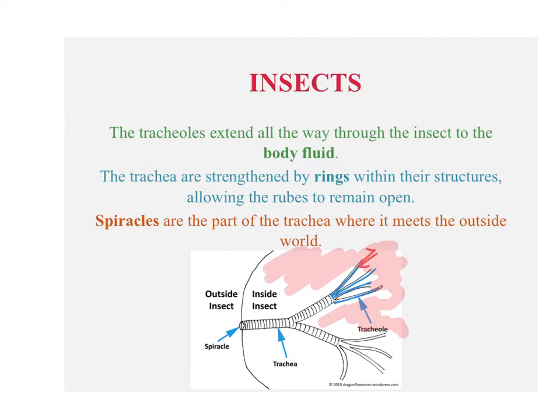Now, much like in us, we've got structures that help support the respiratory system, the breathing tubes, things like that. The trachea are strengthened by rings. We don't need to know what they're made of, but they keep the tubes open. They keep the lumen nice and wide so we can get that gas exchange going on. And finally, as we've said, the spiracles are where we're going to meet the outside world. This is where external factors, things like wind, can start to have an effect on the rate of gas exchange.